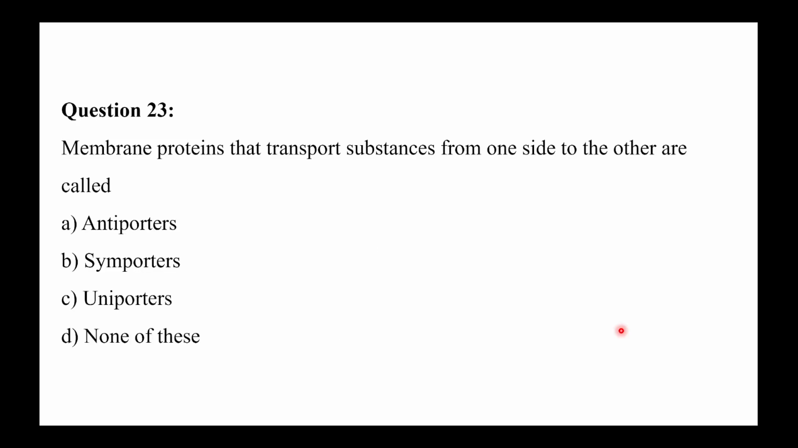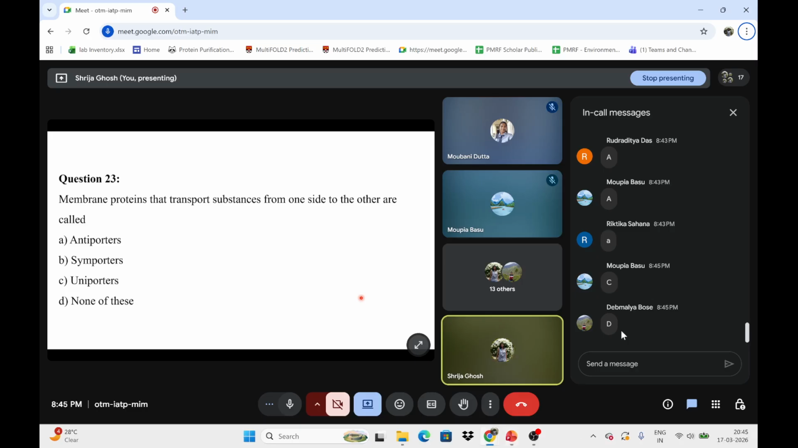Moving on to the next question. Membrane proteins that transport substances from one side to the other are called: antiporters, symporters, uniporters, or none of these. Write your answers in the chat box.